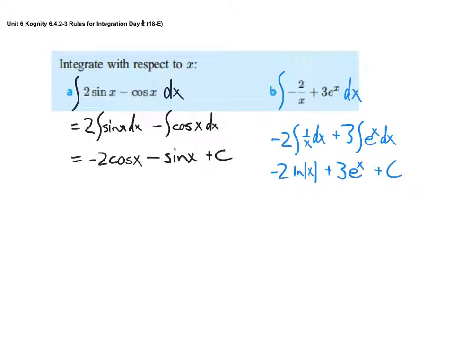Would it be plus 2c, or would it be just plus c? Well, that's a great question. If we have multiple integrals, do we have to add multiple c's? Since c can be anything, the answer is no. Because 2c, c, it's not going to make a difference. So when you're doing multiple integrals like this, just do all of them and put a plus c at the end.